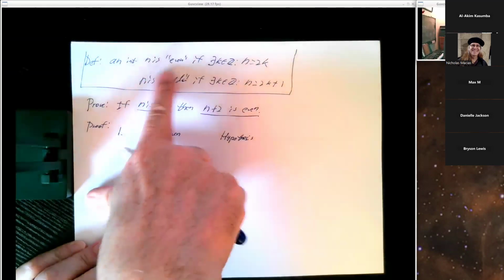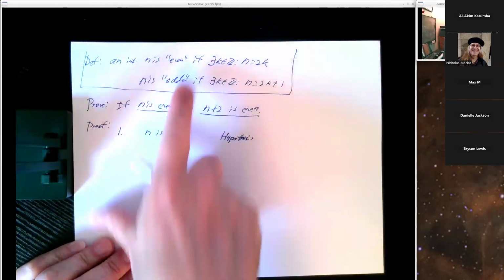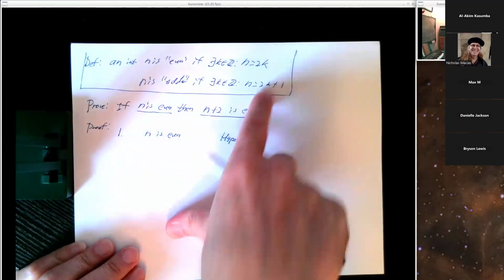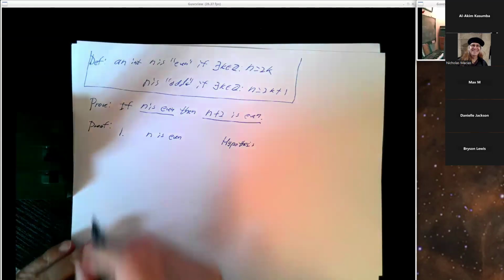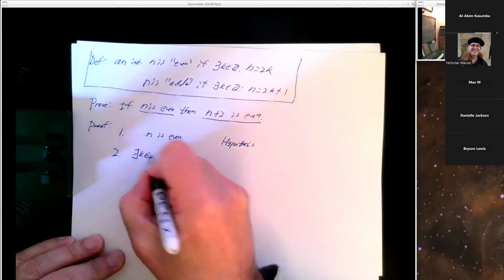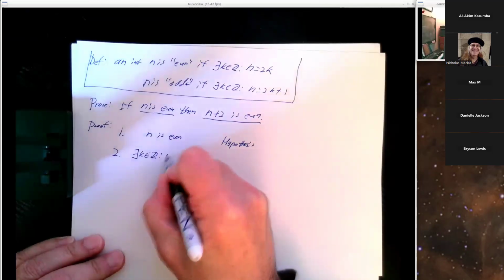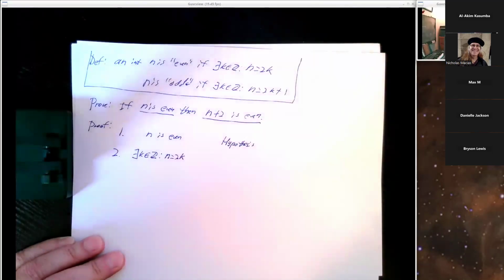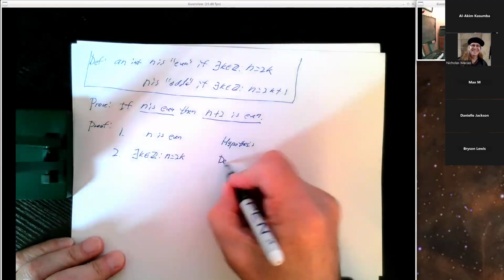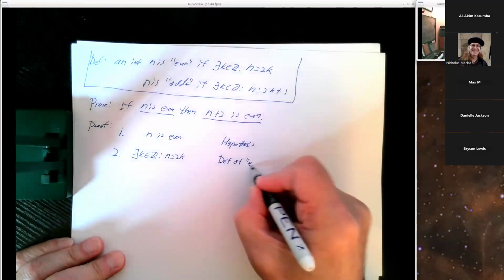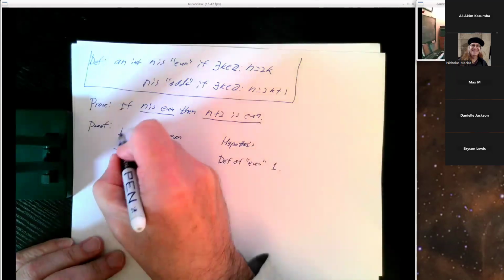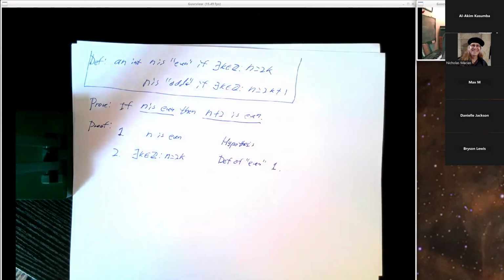I know this definition of an even number. I know that since n is even, there exists an integer k such that n equals 2k. So that's going to be my next proposition. There exists an integer k such that n equals 2k. And my reason, that's the definition of even combined with proposition 1, which says n is even.